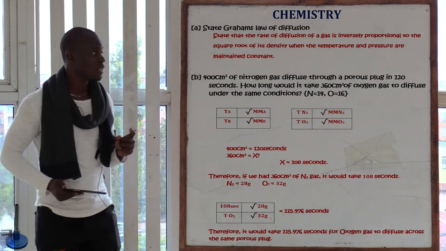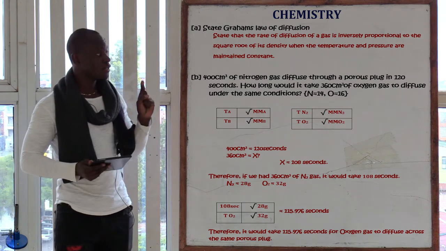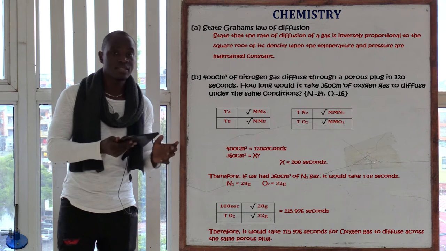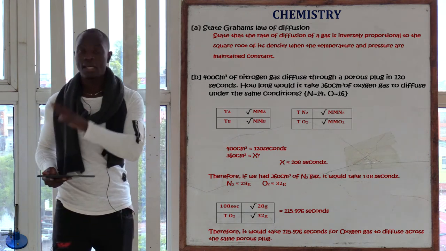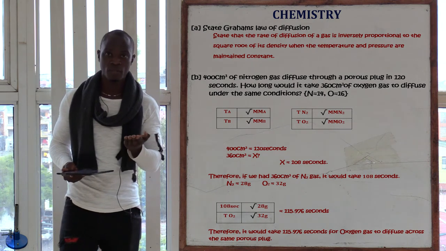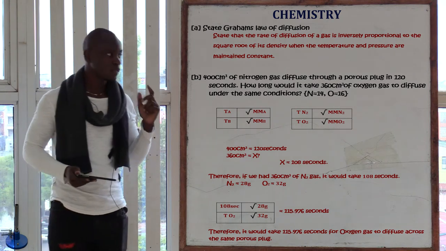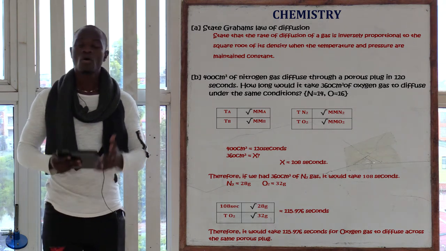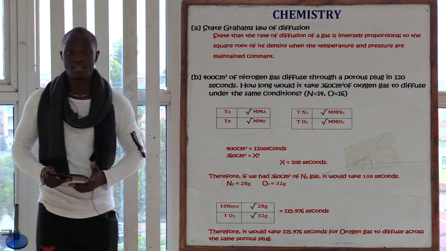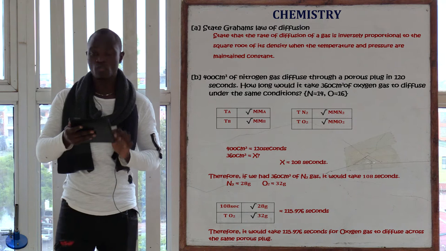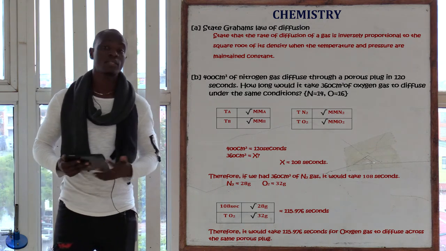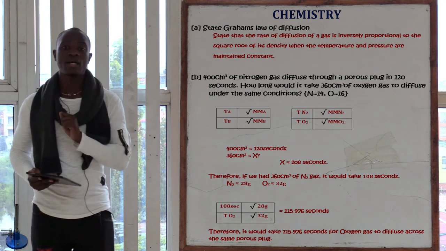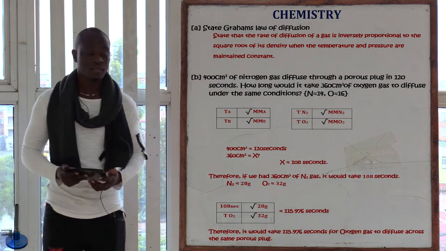So what we are going to do here, we are going to say that 400 centimeters cubed of nitrogen takes 120 seconds. What about 360 centimeters cubed of nitrogen gas, not oxygen? Let's bring nitrogen to the level of oxygen in terms of volume. So how long will 360 centimeters cubed of nitrogen gas take? We do the cross multiplication, and if you cross multiply it correctly, you get 108 seconds. So 360 centimeters cubed of nitrogen takes exactly 108 seconds to diffuse through that same porous plug.